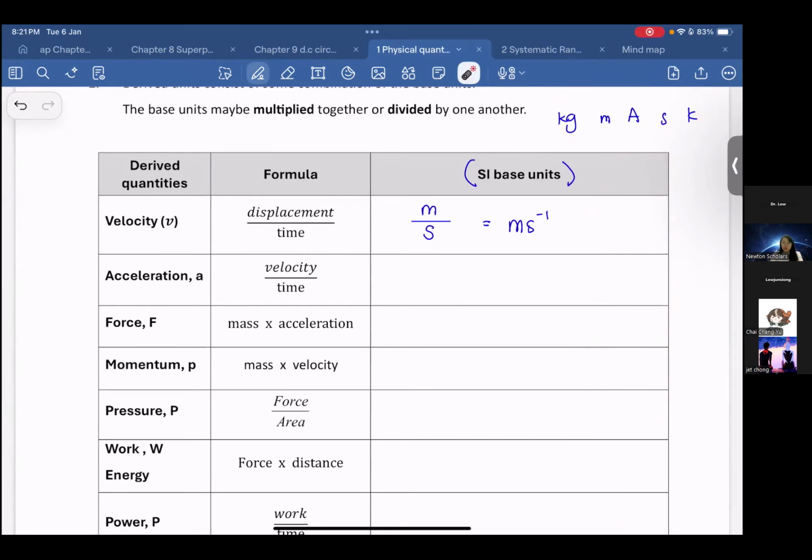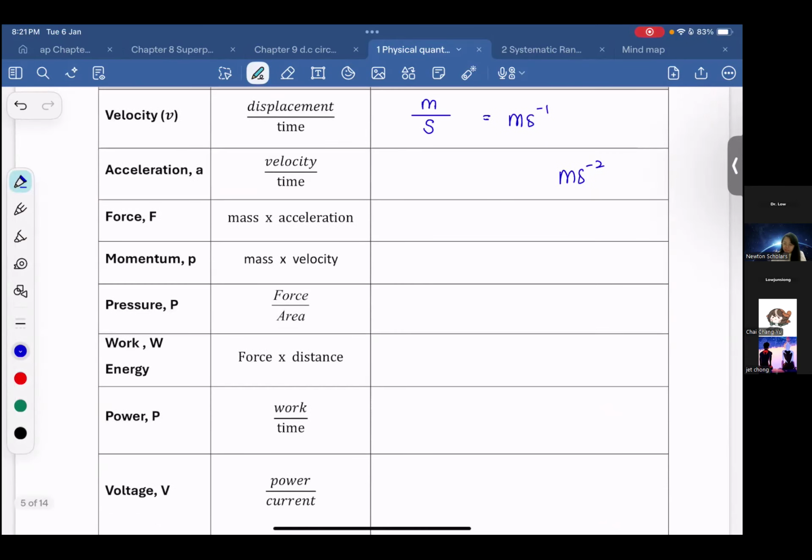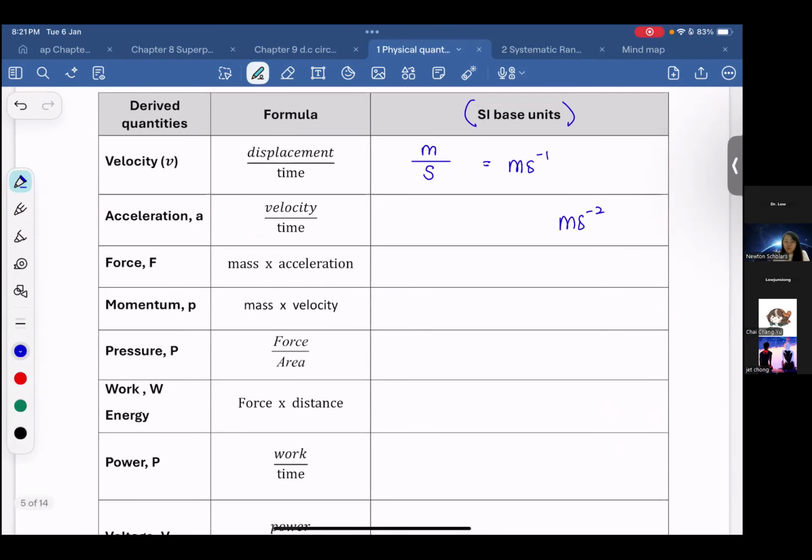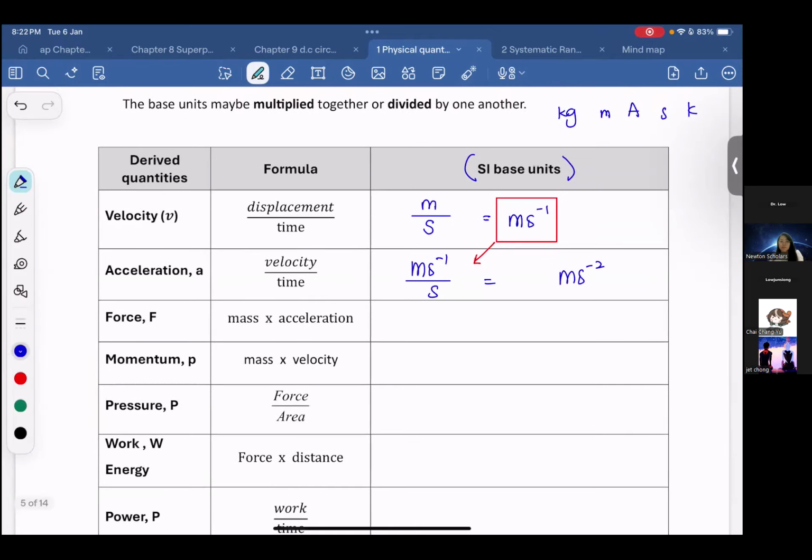Okay. So the second one, of course, we know that acceleration, teacher, I know acceleration is m s^-2. I know, we know, okay? But later when we go further, it will become very complicated. So we're starting from the easier one, okay? Acceleration is velocity divided by time. So this velocity here is the velocity base unit. So we continue. It's m s^-1 divided by time s. So I get m s^-2 in terms of these base units.